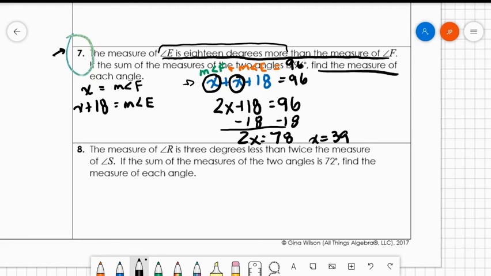And now, again, find the measure of each angle. I have to go back and actually plug in to the equations that I set up. So measure of angle F was just x itself, so that's 39. Measure of angle E, I've got to add 18 to it, so that would give me 57 for that. So those are my two angle measures. You try 18.